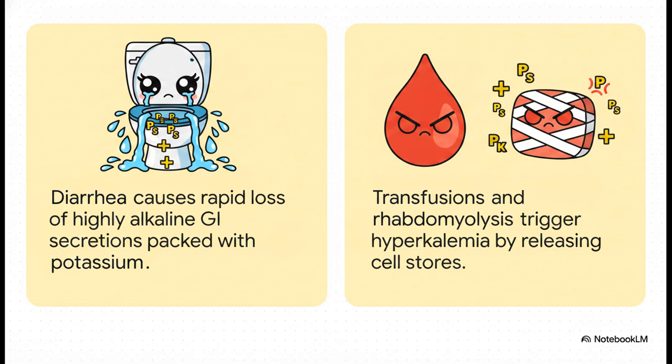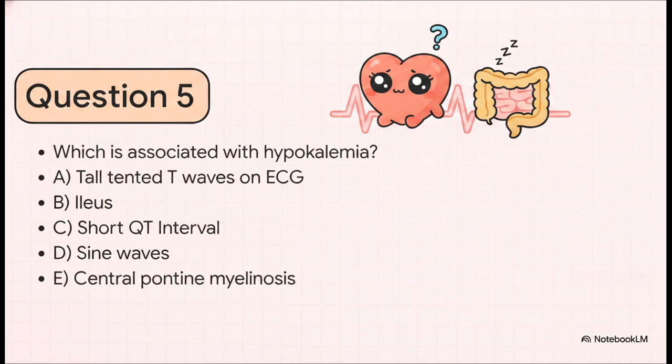Now contrast that with its hyperkalemic counterparts. Massive or rapid blood transfusions actually trigger hyperkalemia because those stored red blood cells start leaking intracellular potassium over time. Similarly, rhabdomyolysis from severe crush injuries bursts muscle cell membranes wide open, dumping massive stores of intracellular potassium straight into the bloodstream. Time to test your clinical signs.